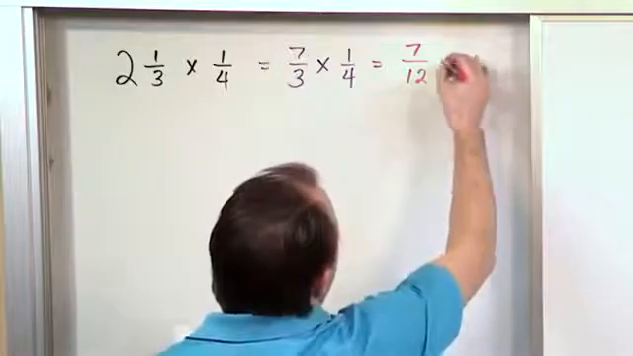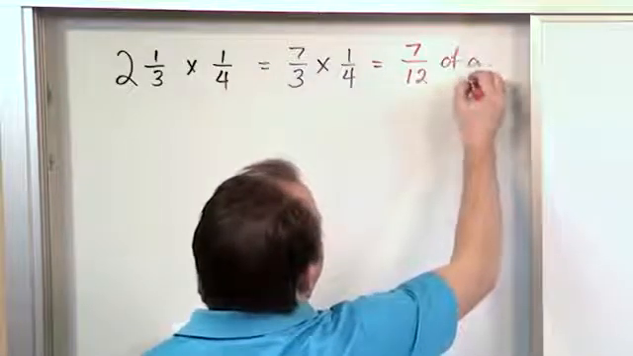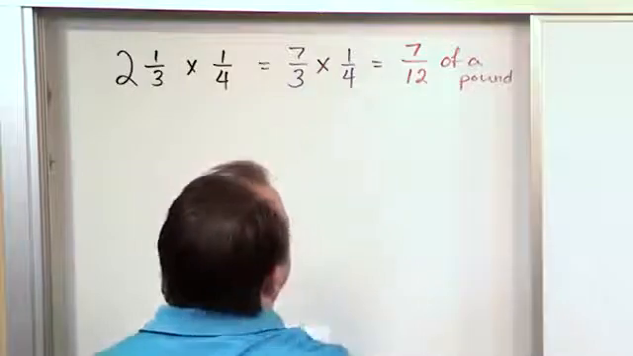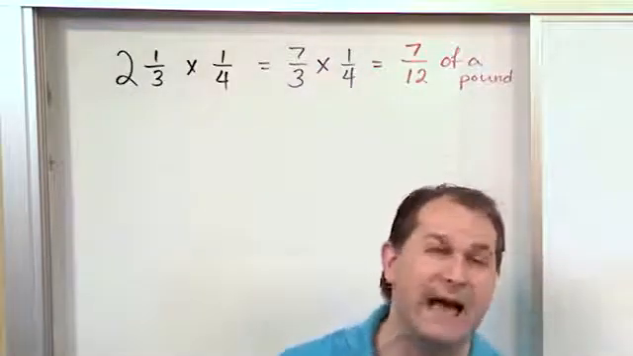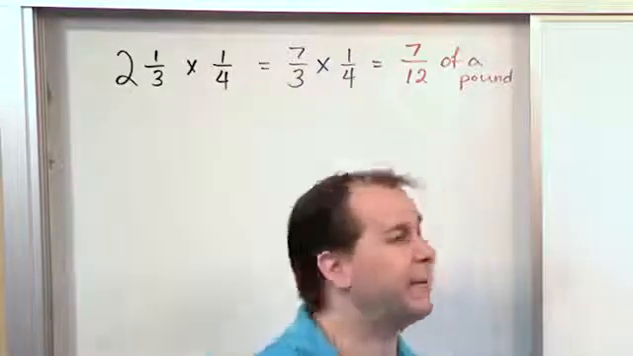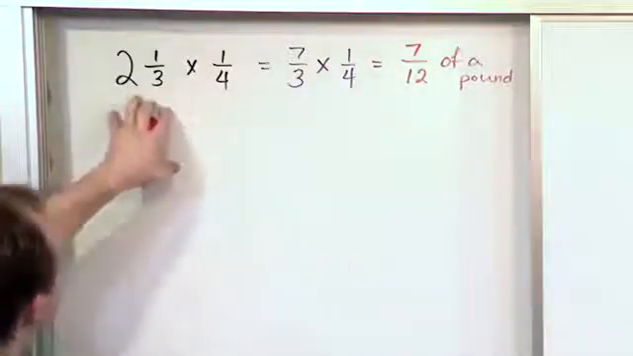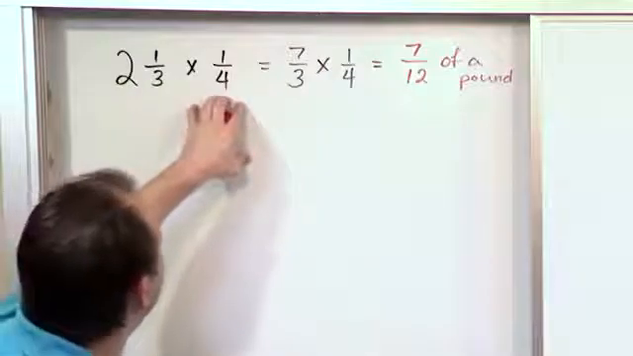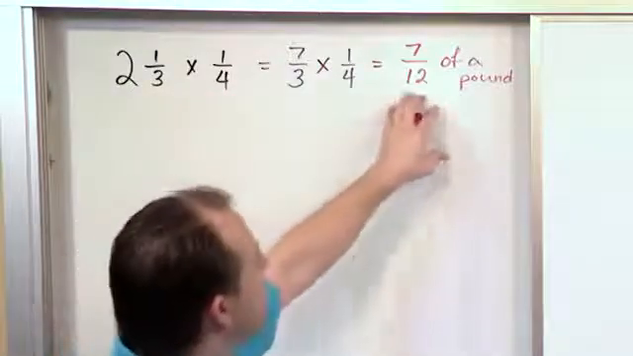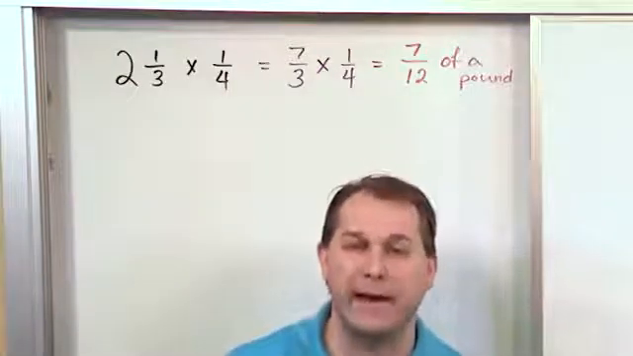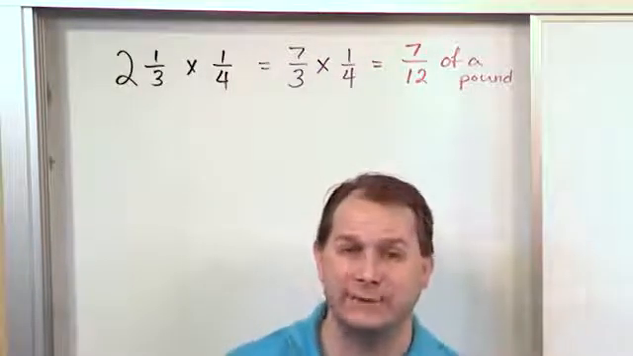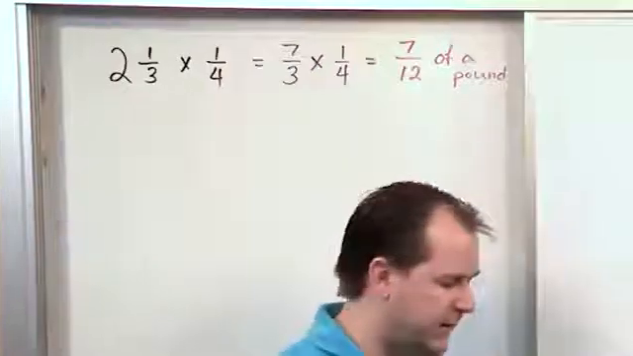So 7/12 of what? Of a pound. All right, now if you think about it, 6/12, 6 over 12, would be 1/2. So this is just a little bit more than half of a pound. So if Jessica actually has 2 1/3 pounds of candy and decides to give 1/4 of it away, multiplying it out, she's actually given 7/12 of a pound, which is just a little bit more than half a pound, because half a pound will be 6 out of 12, 6/12. All right. So again, we read the problem, we try to understand and see what it's asking us to do, and then carry it out.